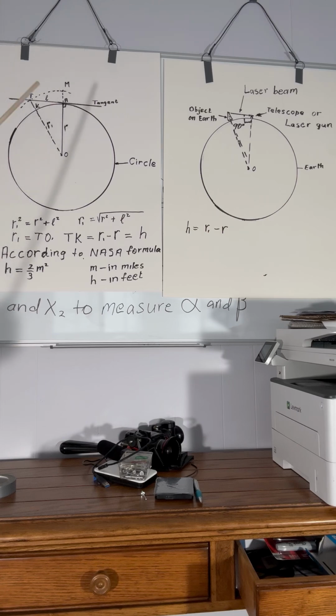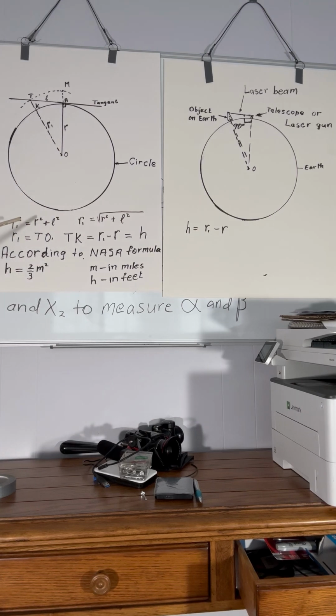The theorem is, if you have a tangent and you move from the common point of the tangent, any point on the tangent will be further from the center of the circle than the common point. That means R1 is longer than R, which is the radius from the common point to the center of the circle.